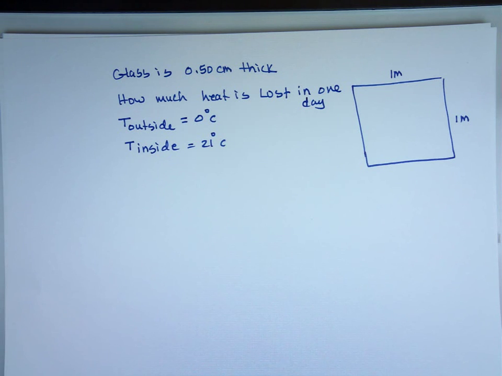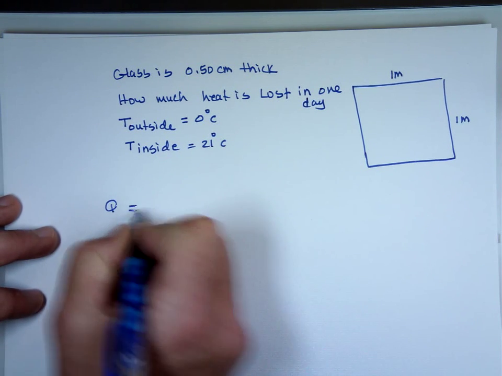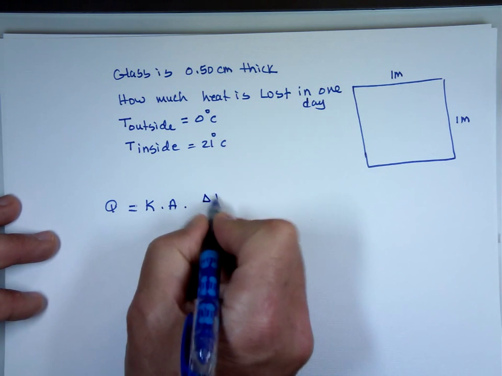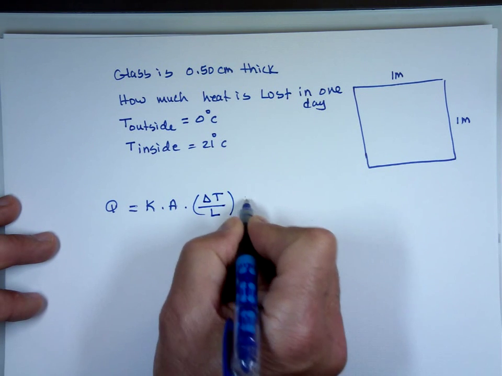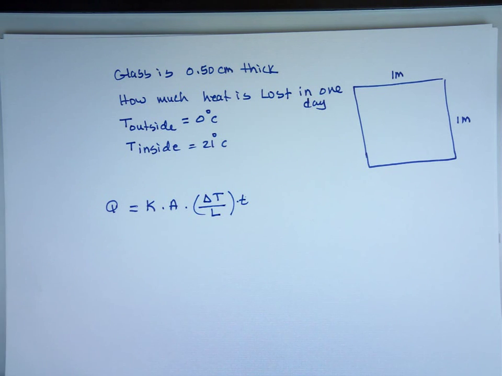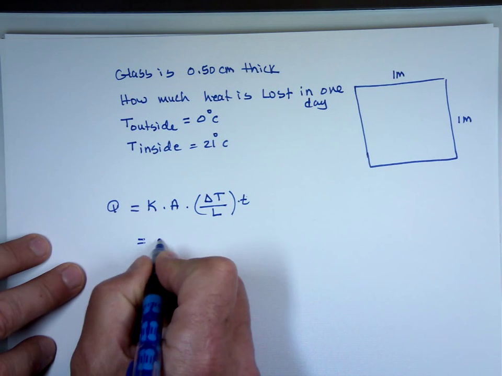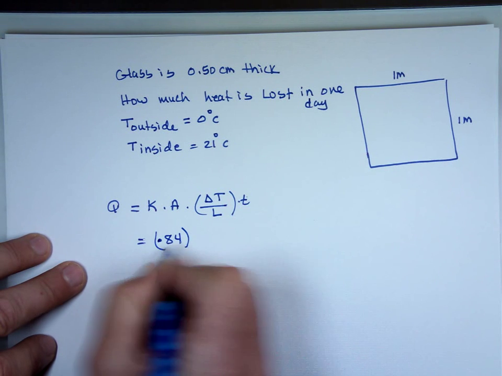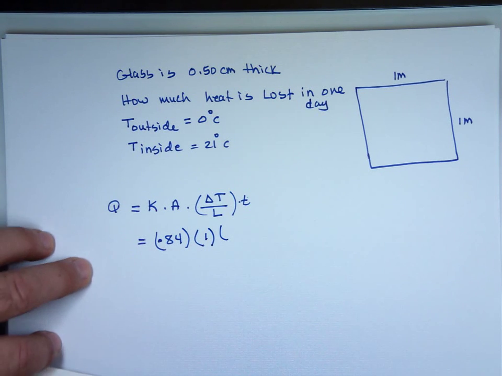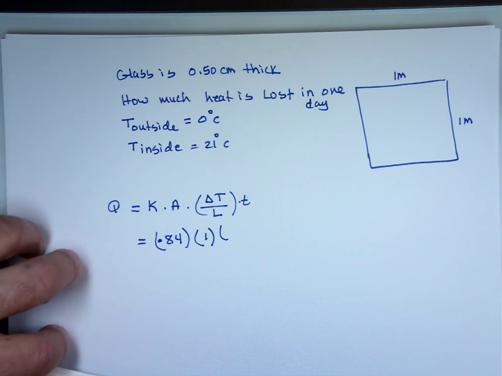So the amount of heat loss, Q, equals K times area times delta T over L times the time. I mean the time, not the time squared. And K for glass, let me look and see what's K for the glass. 0.84. What's the area of this window? That's rectangular shape. Length times width. That's 1. What is the change in temperature? Is it 21 degrees the difference?